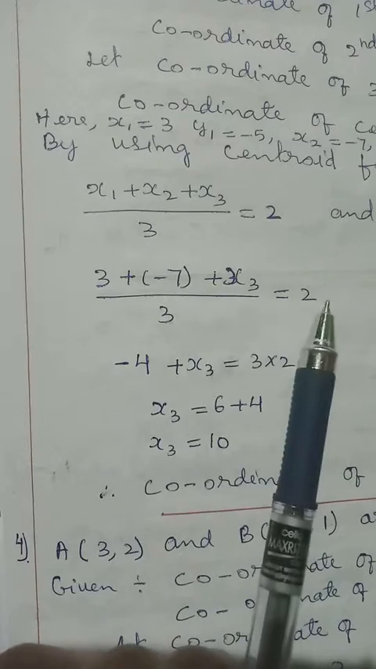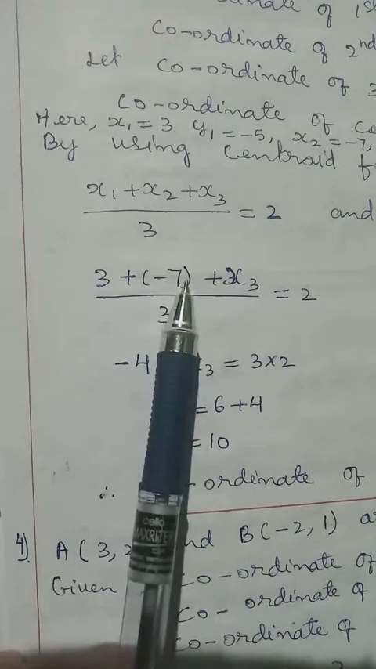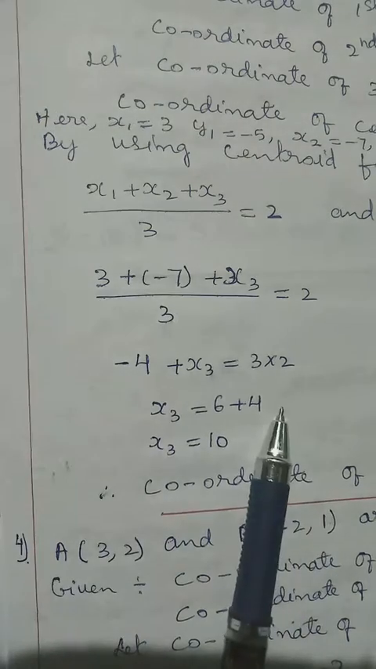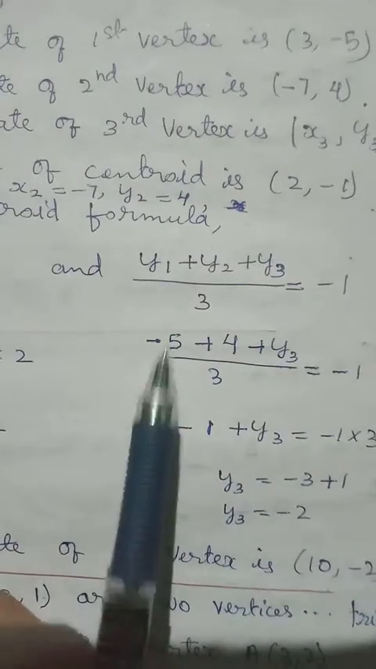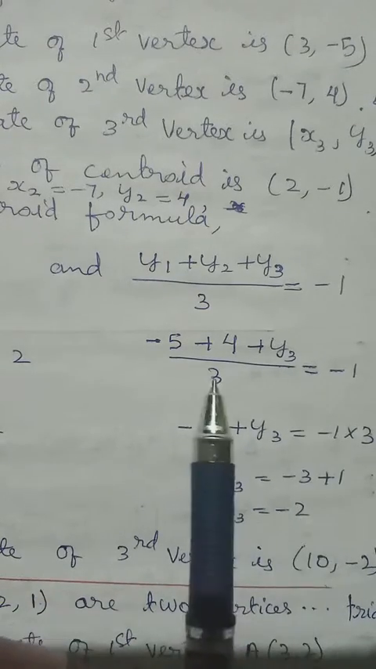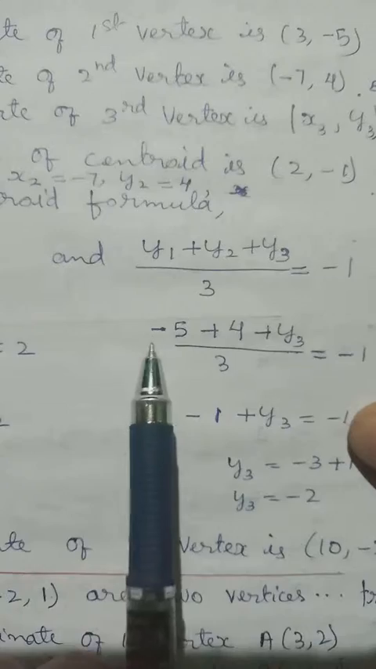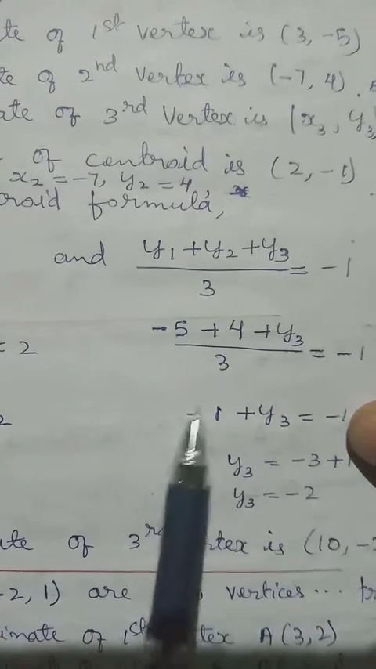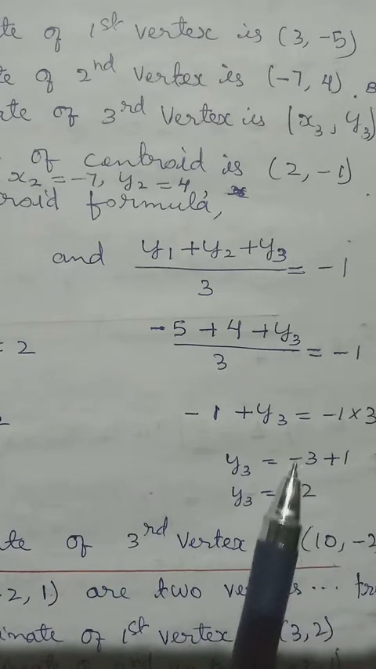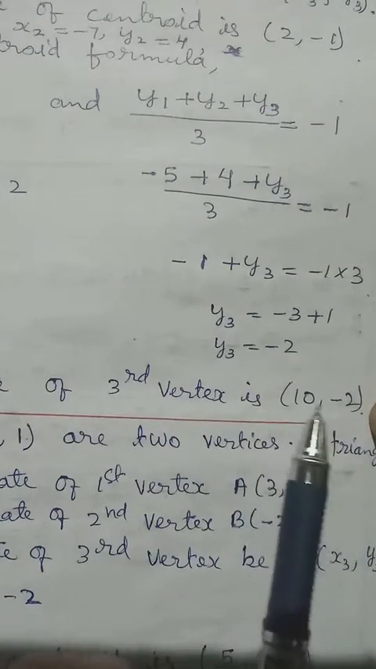So this 3 we can cross multiply, it will become 6. 1 minus 1 plus minus. So this is minus, if we take that side become plus. So x3 equal 10. Let's see with y part, y1 minus 5, y2 4, y3 we still have to find. This one we can cross multiply, 3 into minus 1 minus 3. Minus 5 plus 4 will be minus 1. We want only y3. Minus, we take that side, become plus. So 3 minus 3 plus 1 will be minus 2. So the coordinate of the third vertex is 10, minus 2.